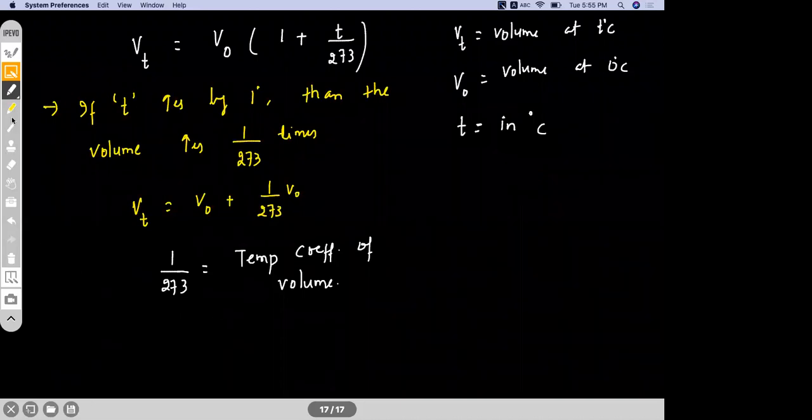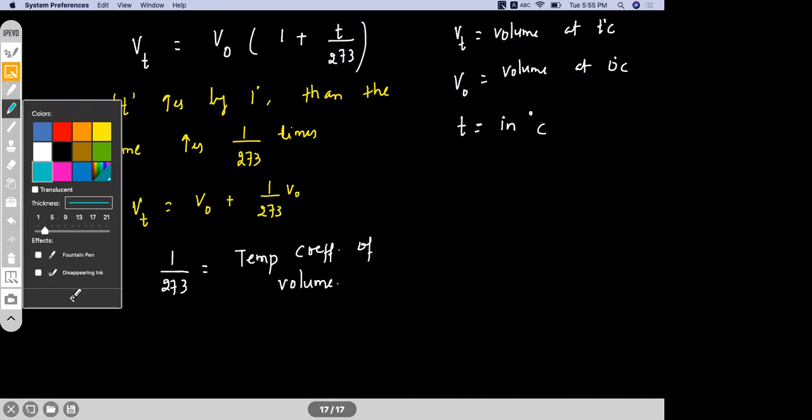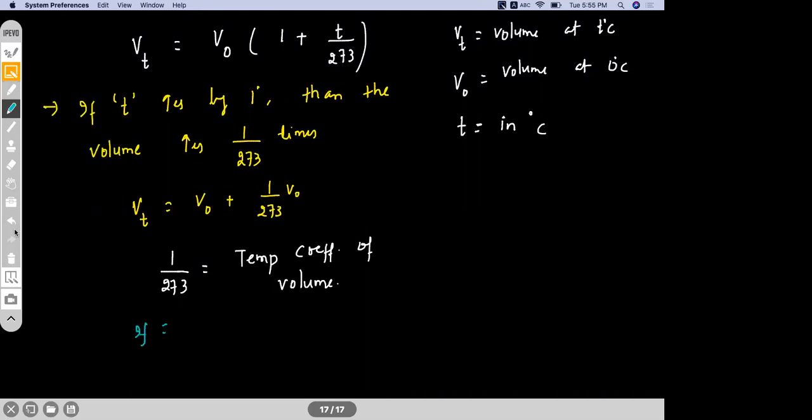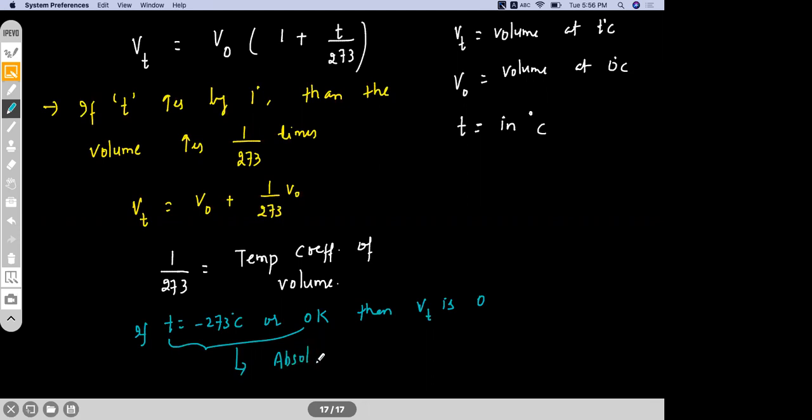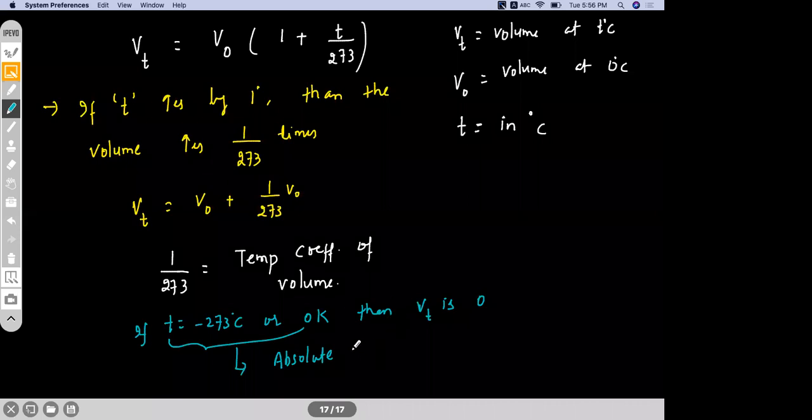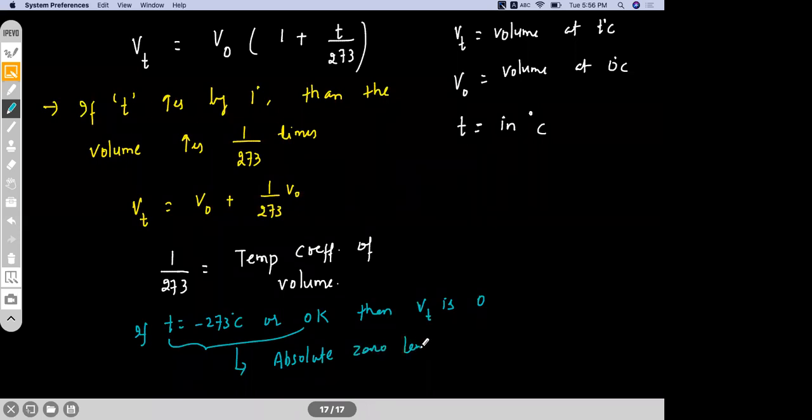That's one thing. If T is equals to minus 273 degrees Celsius, right, which is nothing but 0 Kelvin, then Vt is zero, volume at temperature T is zero, right? So this temperature where the volume becomes zero, we call it absolute zero temperature. Volume of the gas becomes zero over here.